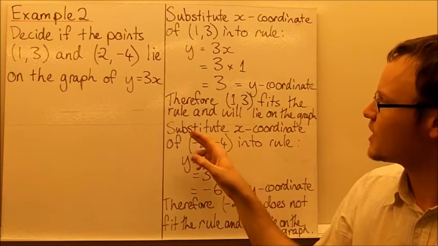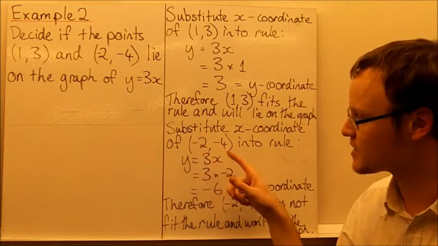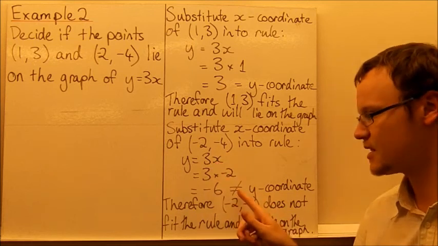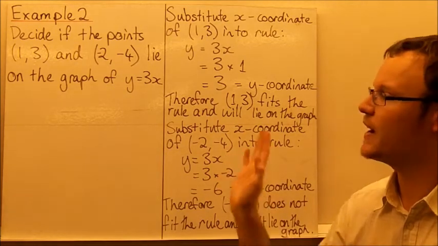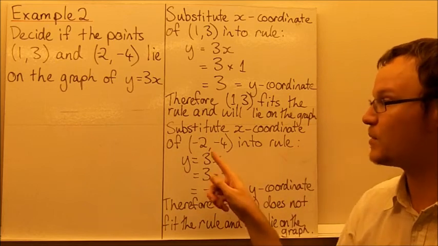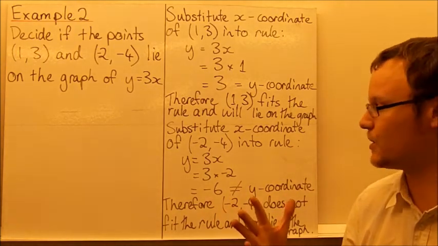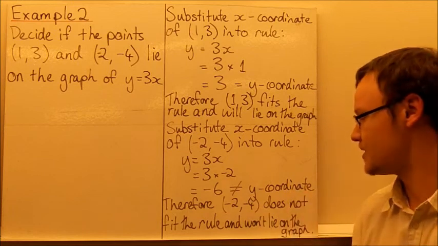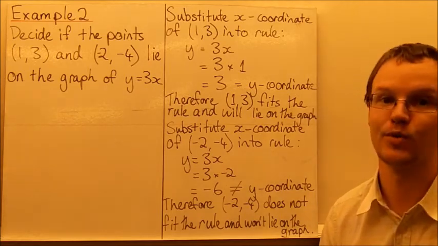For our second point, let's substitute the x coordinate once again, so the x coordinate is -2. We can substitute that into our rule. 3 times -2, that's -6. Now that's not equal to our y coordinate. Our y coordinate's -4. So this point will lie off the line. If the point was -2, -6, then it would follow the rule and it would lie on the line. So therefore, this point -2, -4 does not fit the rule and will not lie on the line or on the graph.